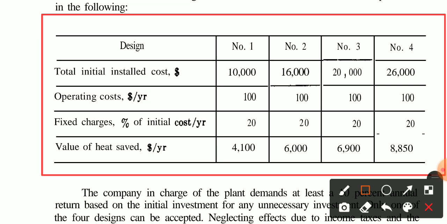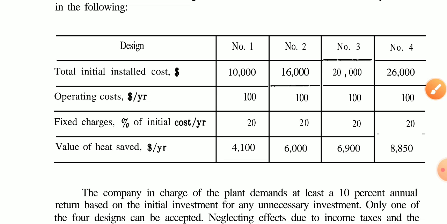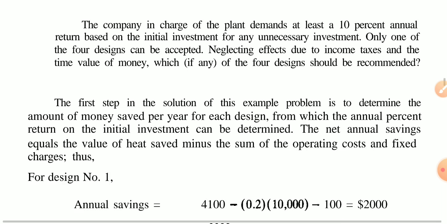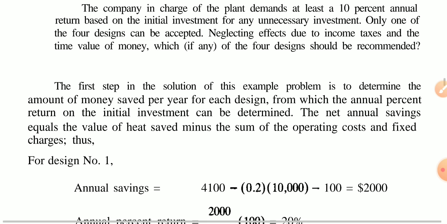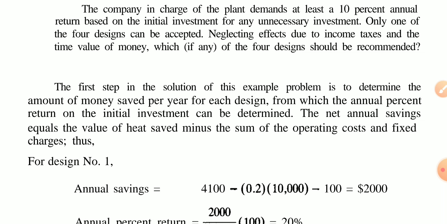The company in charge of the plant demands at least a 10% annual return based on the initial investment. For any unnecessary investment, only one of the four designs can be accepted. Neglecting the effect of income taxes and the time value of money, which, if any, of the four designs should be recommended?